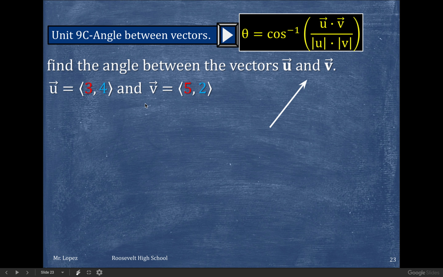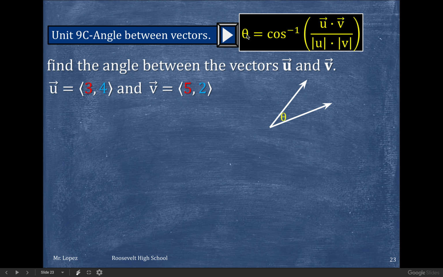Vector u has an x component of 3, so it moves over 1, 2, 3, and then it goes up 1, 2, 3, 4. Vector v, let's put the initial point at the same position here as u, then go over 1, 2, 3, 4, 5, and then up 2. So the vector goes like this. We want to know what is the angle between the two vectors.